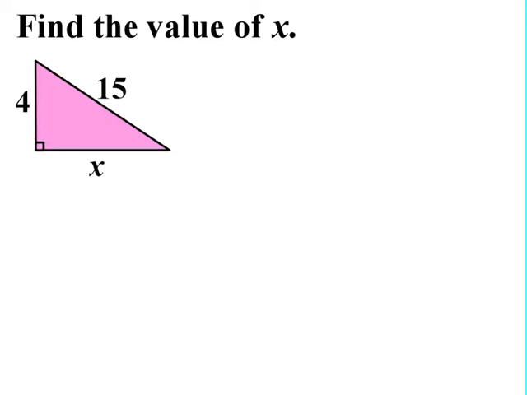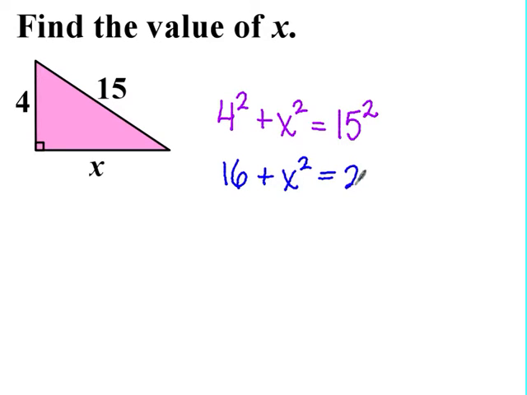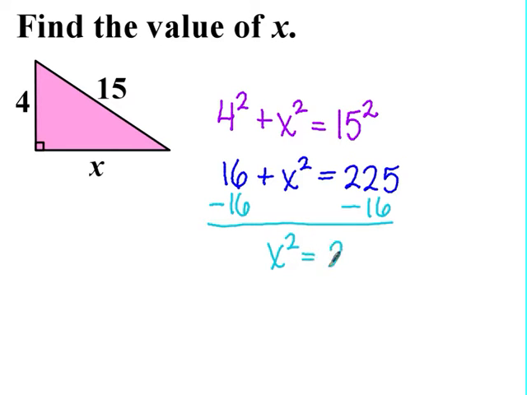If you look at this one, what's different versus the problem before? You have to find a leg. So in other words, I've got 4 squared plus x squared equals 15 squared. 4 squared we know is 16. 15 squared we know is 225. So now to solve this, I'm going to subtract 16 from both sides. And when I do that, I have 209. So now, in order to solve that, take the square root.